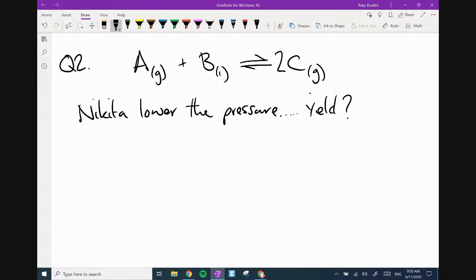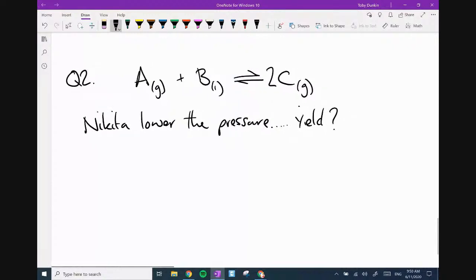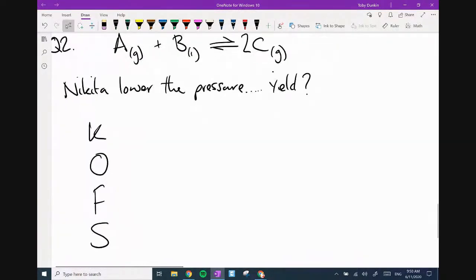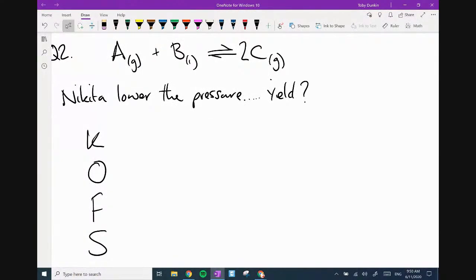Okay, Nikita lowers the pressure. Yield, go. Run KOFS, please. Run KOFS. Knowledge, oppose, favor, shift. That's the way we've got to do this.